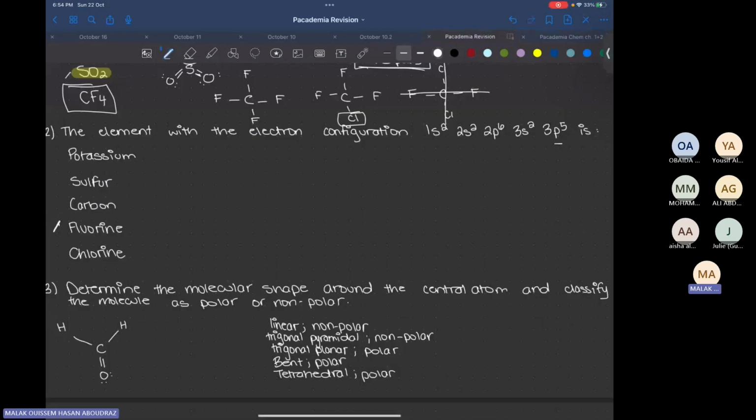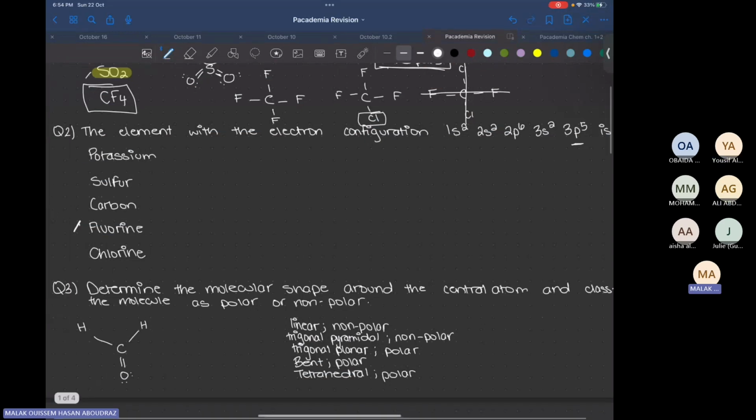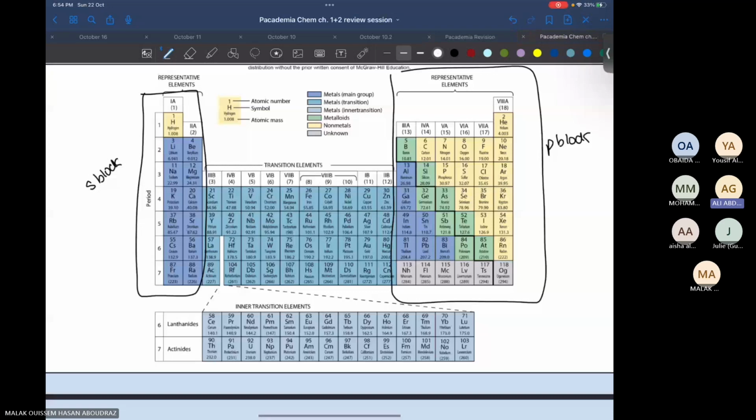So if I go back to the question that I had, I can see that it ends with 3p5. So the atom that I'm going to choose is obviously going to be in my P block, right? Yes. So is potassium in my P block?